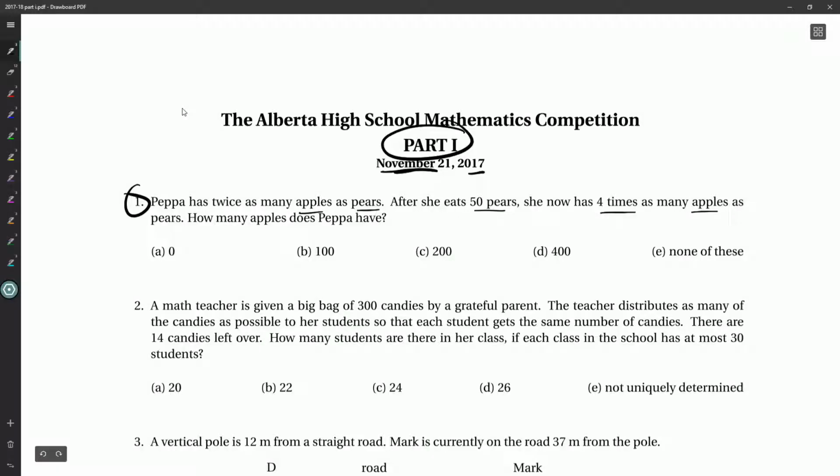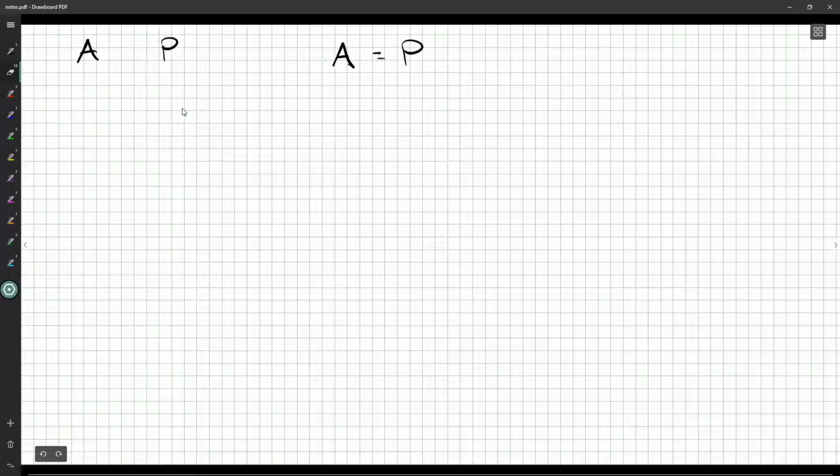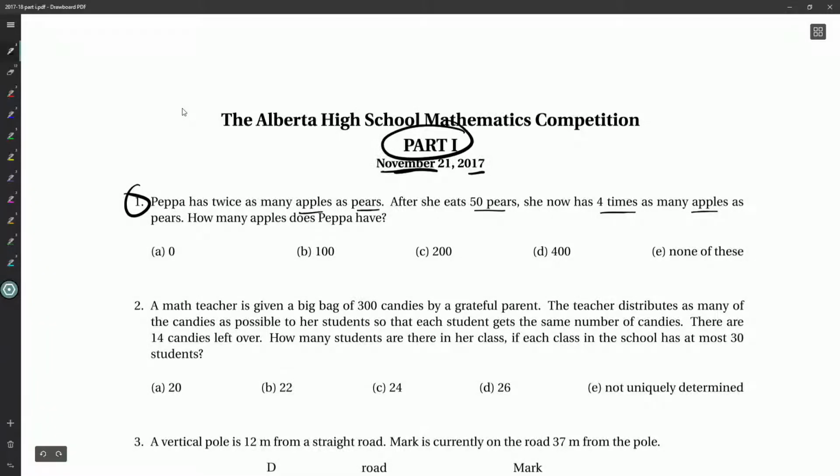But we could say something like A is the apples, P is the pears. And we have twice as many apples as we have pears. So the number of apples is twice the number of pears, A equals 2P. That's a nice little relationship, but it does not allow me to find the apple or the pear amounts. But after she eats 50 pears, now she has 4 times as many apples as pears.